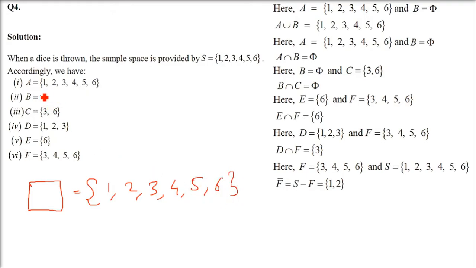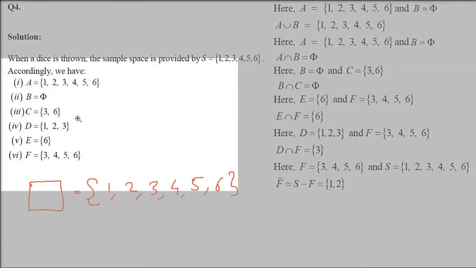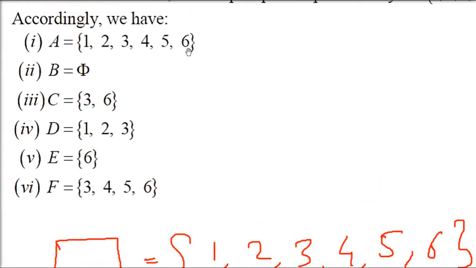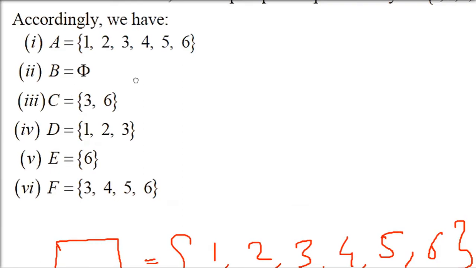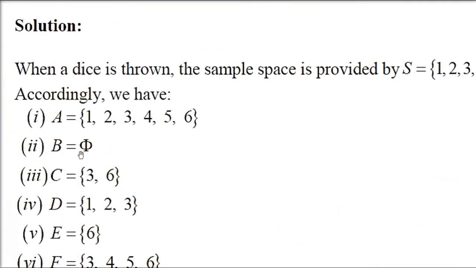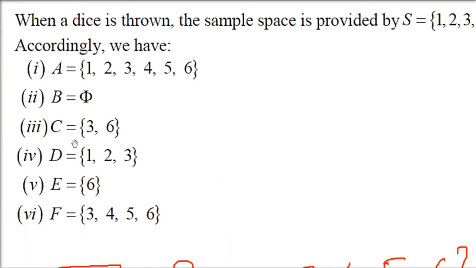Now A is getting a number less than 7. So 1 to 6, all numbers are less than 7. So A is 1, 2, 3, 4, 5, 6. Below 7 is every number. B is getting a number greater than 7. So greater than 7 cannot be a number, because in a die there is no number which is greater than 7. So B is phi.